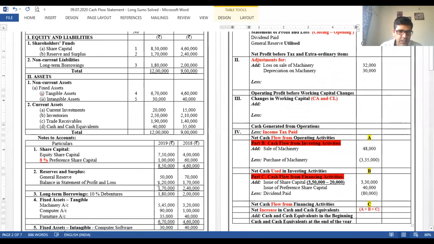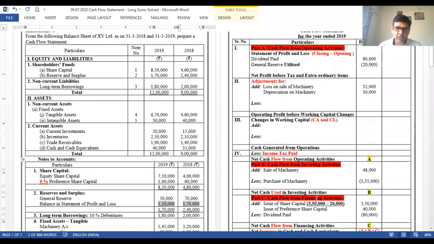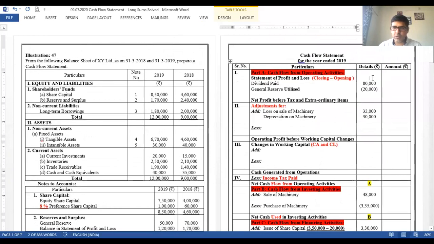Next is statement of P&L. Closing minus opening, 120 minus 170, right? Closing is 1,20,000, opening is 1,70,000. The difference is 50,000, right? But negative. Closing minus opening. So let me put it negative over here, 50,000, right?